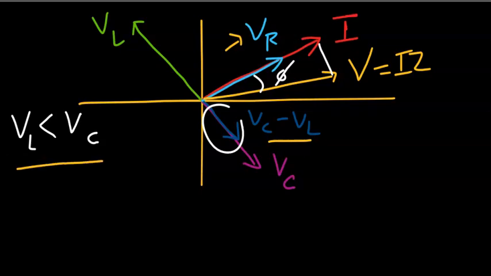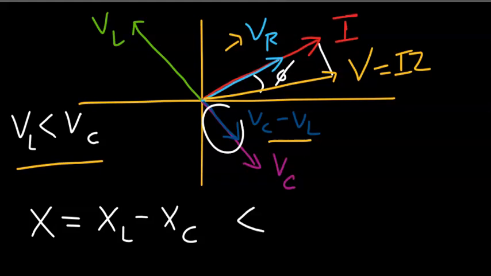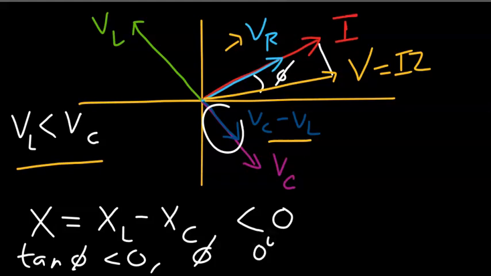And in this case, you can clearly see that this vector V lies on the opposite side of that current vector, and this voltage clearly lags the current. And since the reactance of this circuit is defined like that, and this represents a negative quantity, tangent of that phase angle will also be negative, and for this case the phase angle lies between 0 to minus 90 degrees.